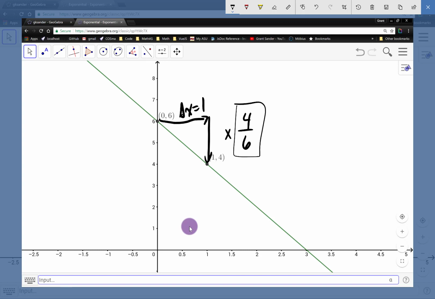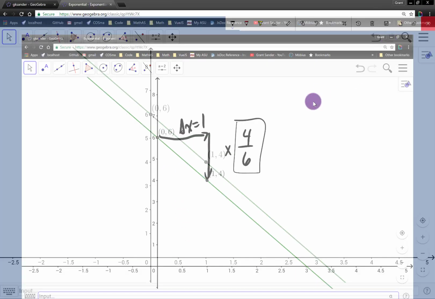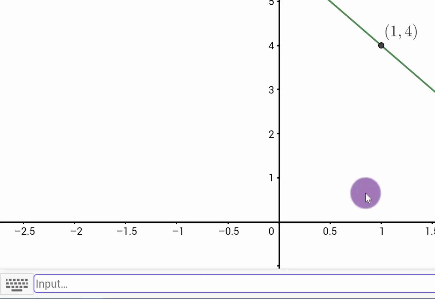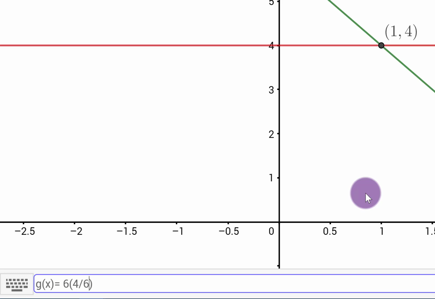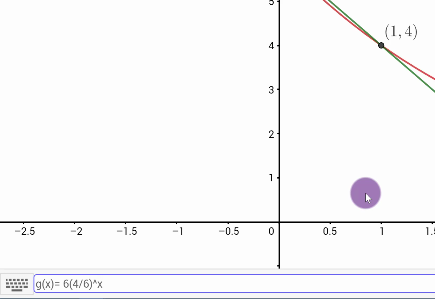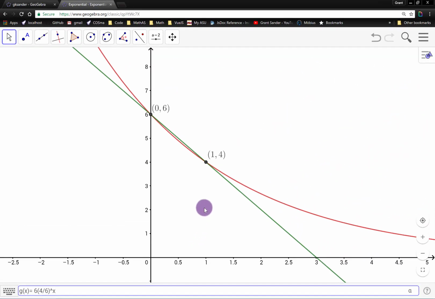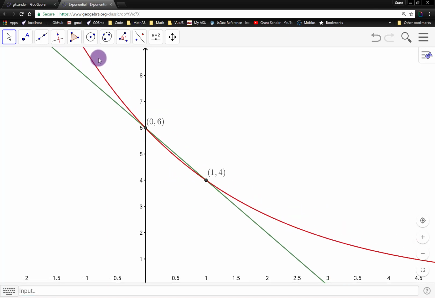So this number right here is our 1 unit growth factor, and since y equals 6 when x equals 0, 6 is our initial value, or the value of g of 0. So if we want to define this function, we could write this as g of x equals our initial value 6 times our 1 unit growth factor raised to a power of x. So when I hit enter, we get this red function graph showing the exponential function, and that looks pretty good. It looks like the graph of an exponential function, and it passes through those 2 points.